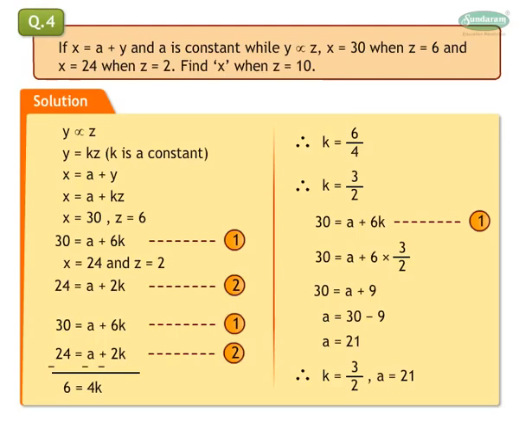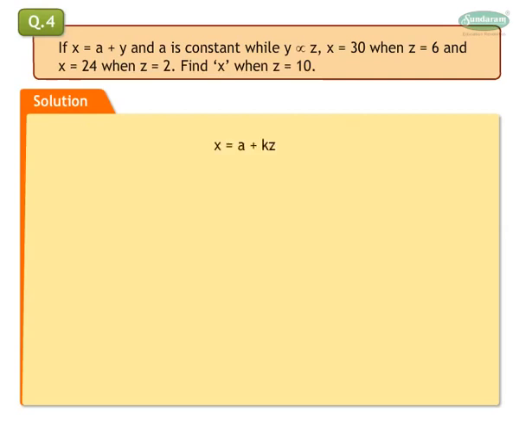We substitute values of K and A in the original equation, which is X is equal to A plus KZ. We get X is equal to 21 plus 3 upon 2 into Z. Now, find X when Z is 10. Hence, substitute for Z. Therefore, X is equal to 21 plus 3 upon 2 into 10, which is equal to 21 plus 15. We get X as 36.